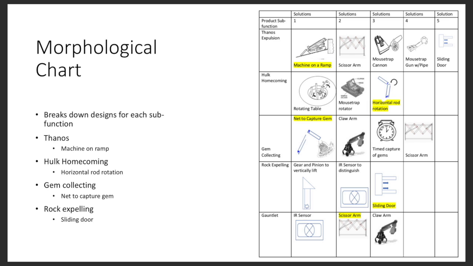In the Hulk Homecoming, we chose to use a swinging rod that launches out and reels Hulk into our universe. With gem collecting, we will consider using some sort of net filter to catch the gems. Also, a time catcher could also be possible. With rock expelling, using some sort of trapdoor that filters out the rocks. With grabbing the gauntlet, we want to have an arm that reaches out across the shield using detection sensors.